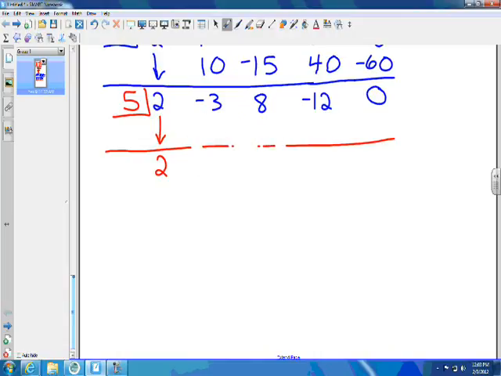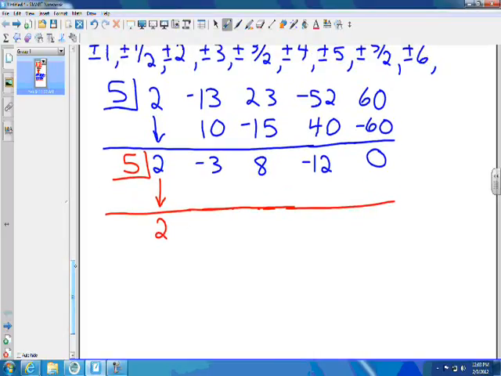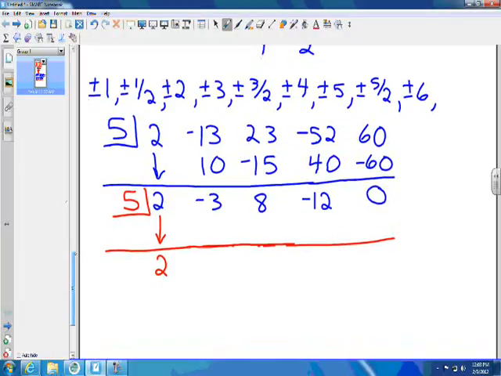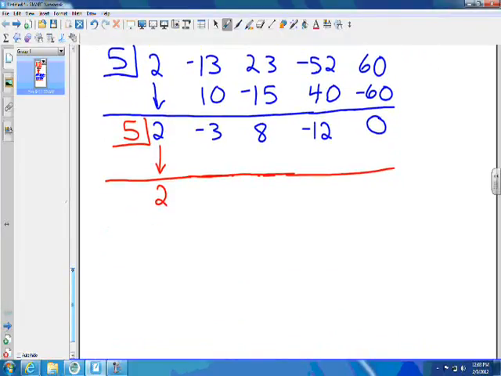So what would we try next? Would we go back to 1? No. 1 would have worked for the first one, or for this one it would have worked for the first one. So at this point you would continue right on down the list. What would be the next number you'd try? No. -5. And it's not going to work. So then we would try, and it's not going to work.